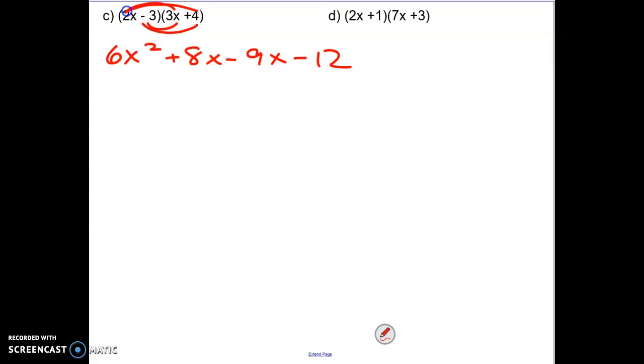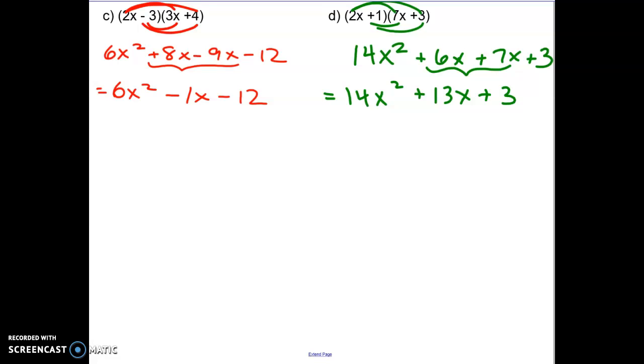Now this wouldn't get you quite full marks, because remember you have to combine the like terms, which in this case is the positive 8x and the negative 9x. So we'll get 6x squared minus 1x minus 12 for that question. All right, so please check your answer here for D.